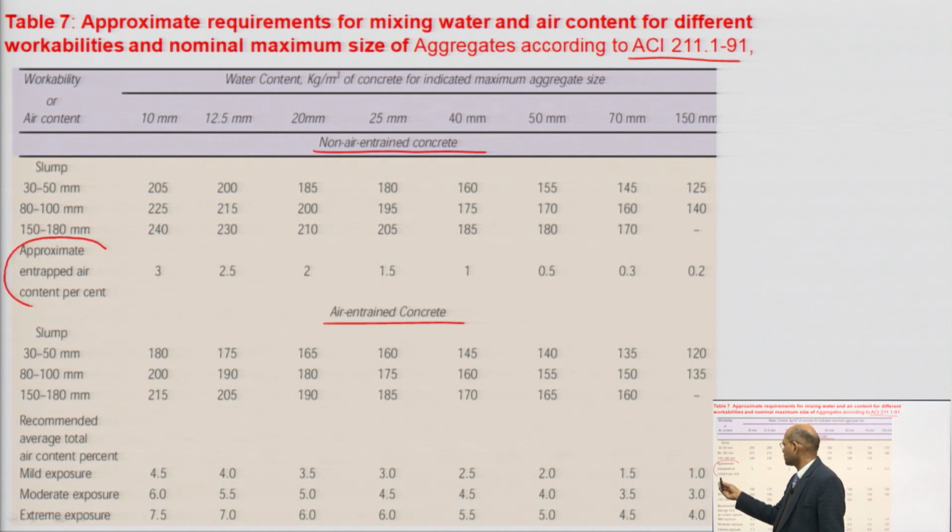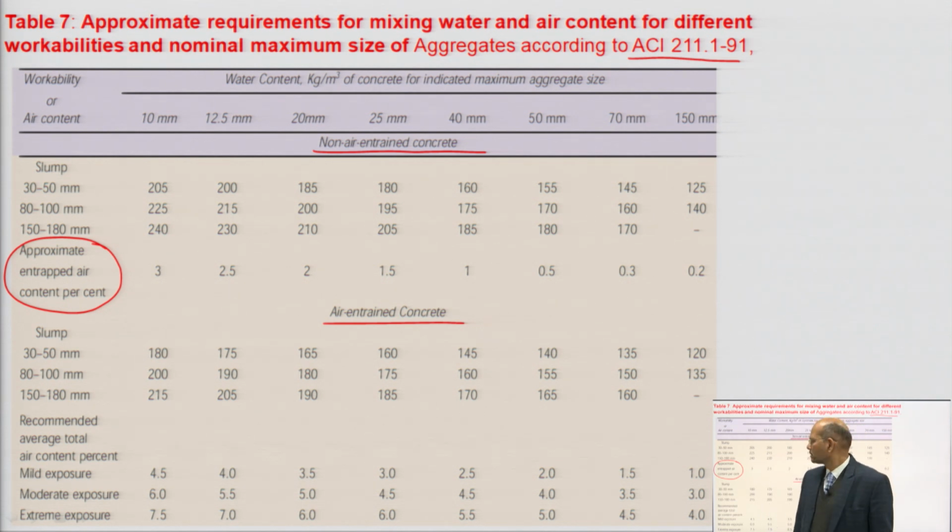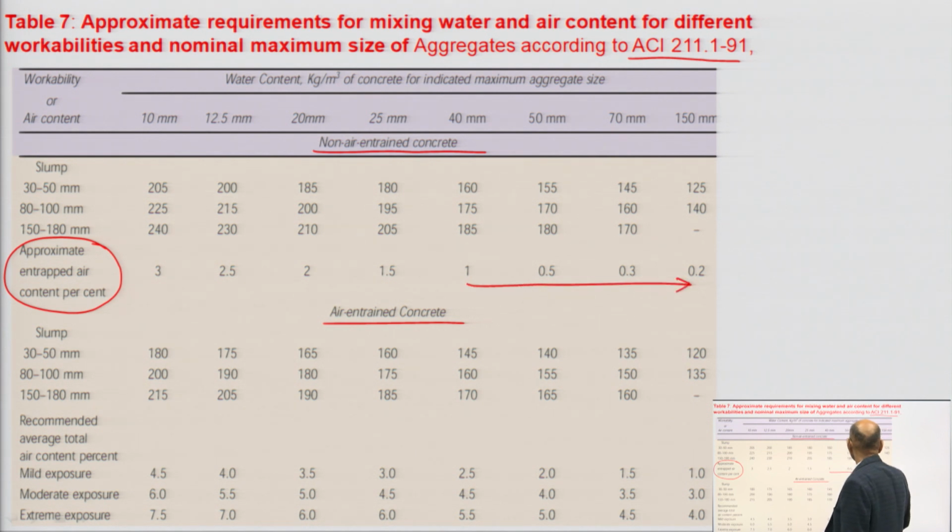This table is also giving what the entrapped air should be. It depends on the maximum size of the aggregate, ranging from 10 mm, 12.5 mm, 20 mm, 25 mm up to 150 mm. As the size of the aggregate increases, entrapped air goes on reducing.